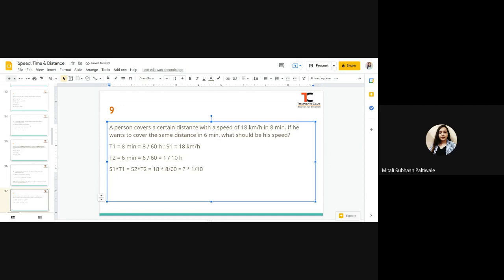Okay, so now 18 into 8 by 60 is equal to this. So it will become 12 by 5. Okay, 12 by 5 is equal to question mark into 1 by 10. And simply, of course, it would be the multiplication method.